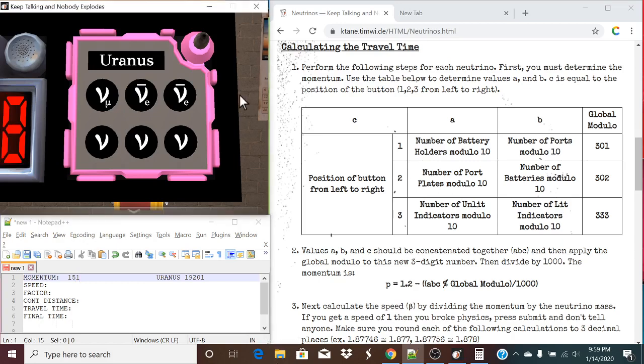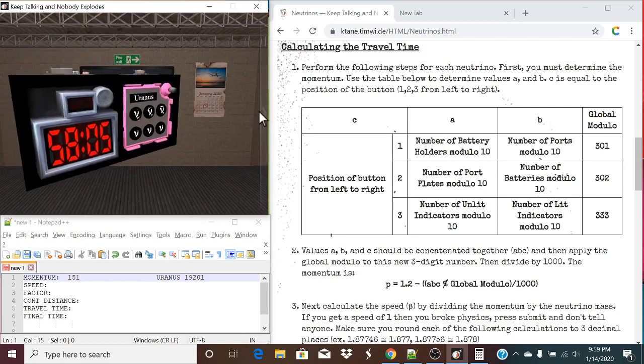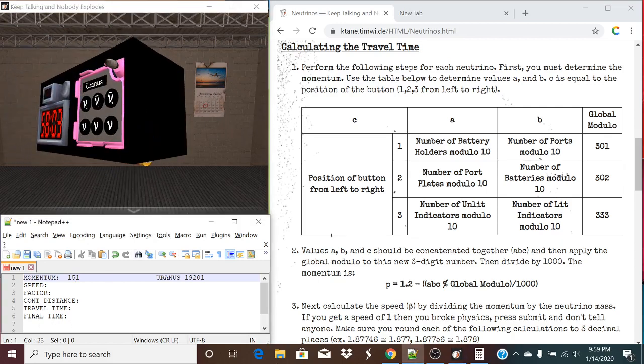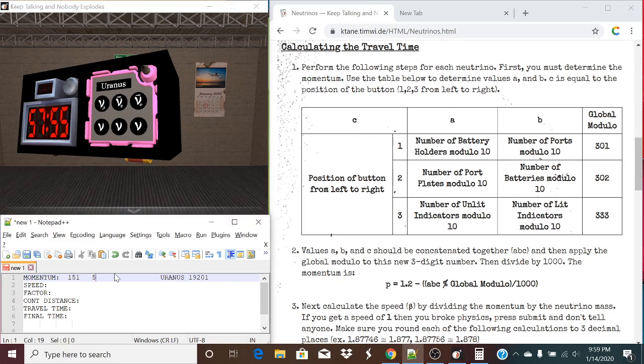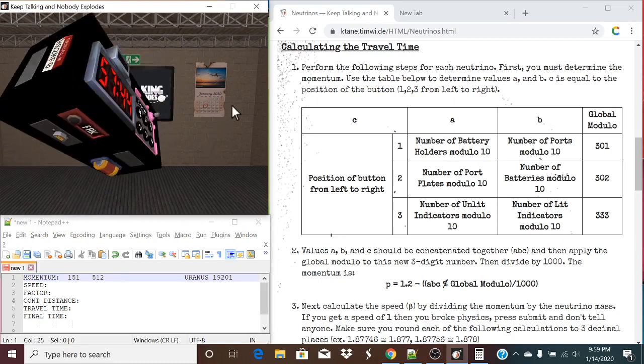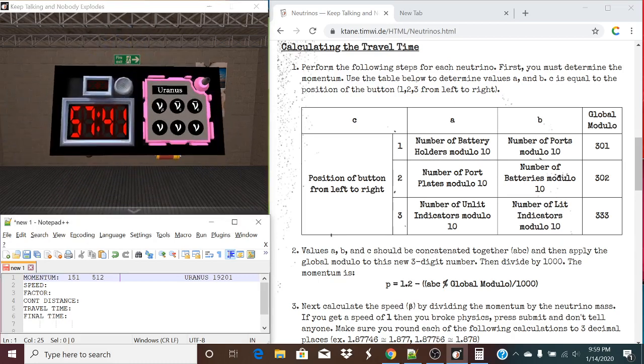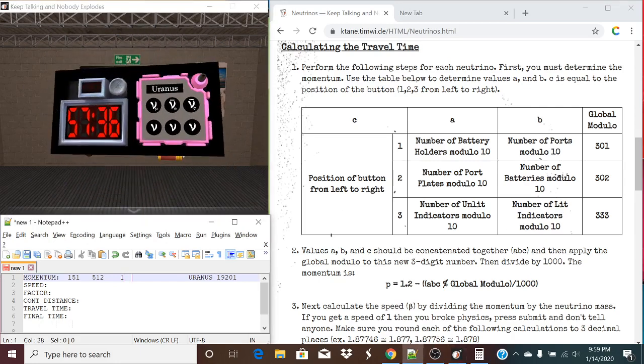Next up, the number of port plates. 1, 2, 3, 4, 5. Wow, okay. The number of batteries for our Bravo value is going to be a 1. And next up, C is just a 2, because it's the second position. And for our final position, our A value is the number of unlit indicators, in this case 1. Our B value is the number of lit indicators, 0 in this case. And we're looking at the third position, so our last digit is a 3.